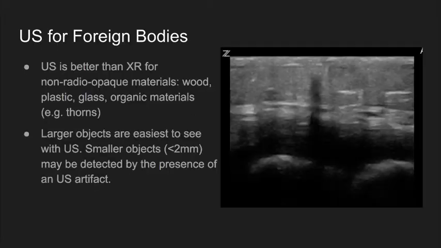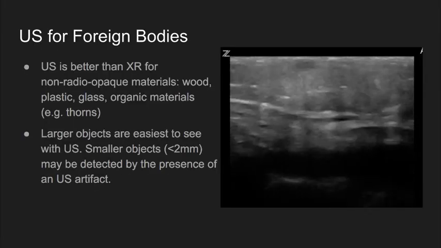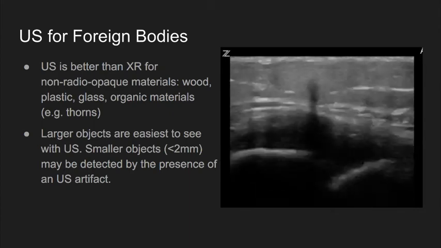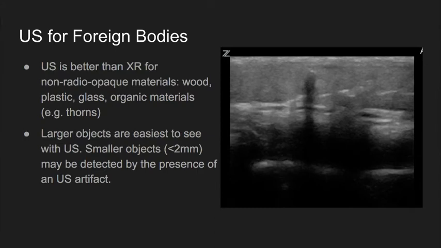But before we reveal what we found in this case, let's talk about the basics of ultrasound and foreign bodies. Ultrasound is a great modality for investigating foreign bodies. It's actually better, meaning more sensitive than, X-ray for certain materials like wood, plastic, glass, or organic material like thorns, which may not appear on X-ray. As you might expect, larger objects are easier to see with ultrasound, but smaller objects, less than 2 millimeters, may be detected by the presence of an ultrasound artifact.